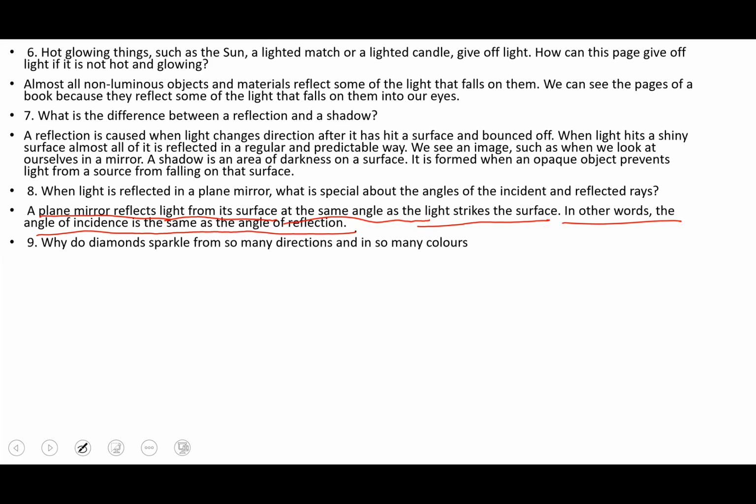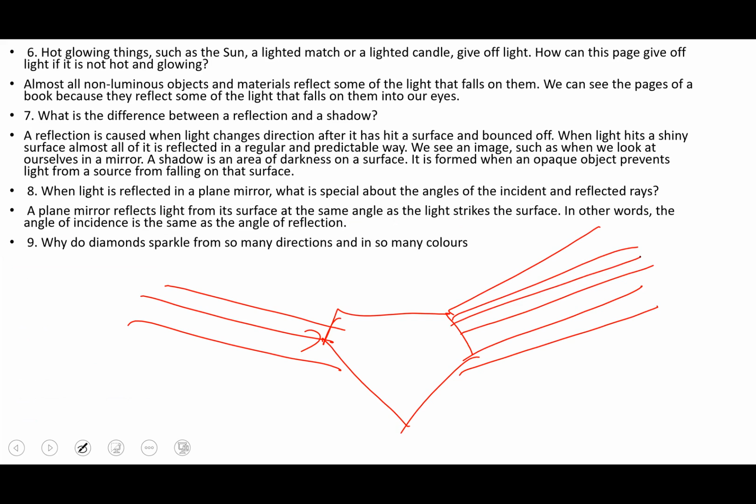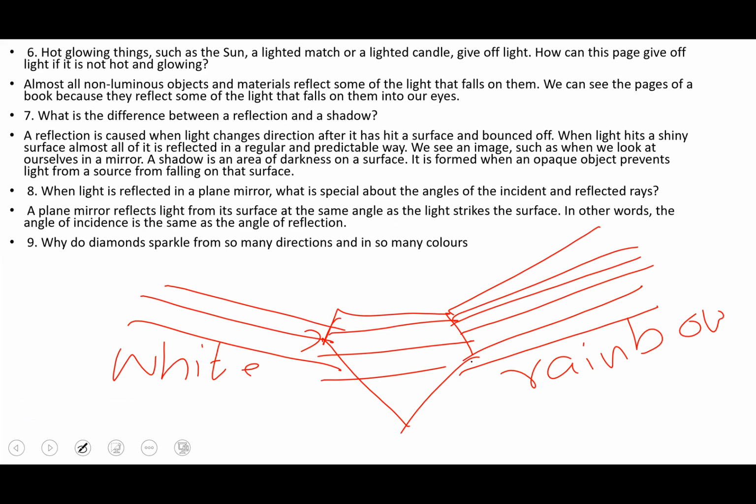Why do diamonds sparkle from so many directions in so many colors? Now, if we imagine a diamond, the white light falls on it, and many different colors, which are red, blue, green, violet, all these different colors of the rainbow, are emitted out of it. So what is the reason? The light is bending in different ways, as you can see in this case. The diamond basically bends the light in different directions. Because of that reason, we are able to see different colors.